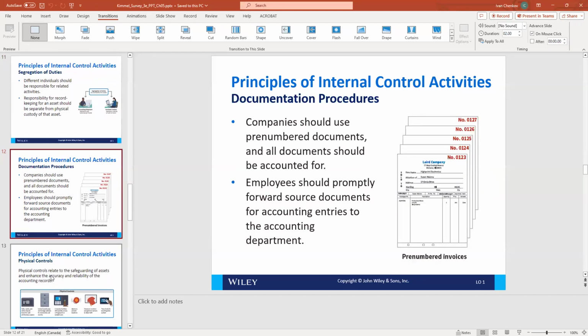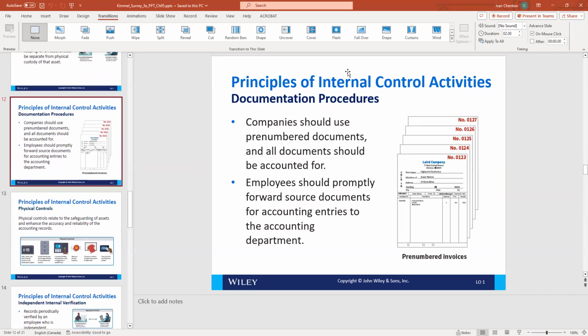The other principle of internal control is documentation procedures. Yes, sometimes it's very, how can I say, bureaucratic to have too many procedures, but having procedures actually helps you to prevent fraud and increase internal control.